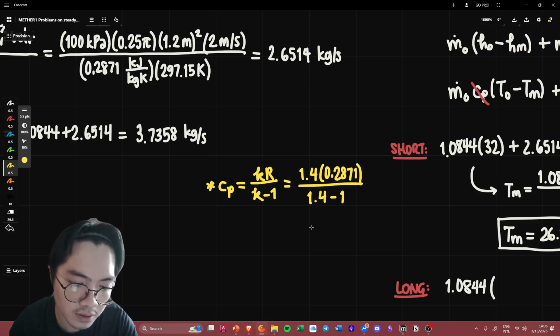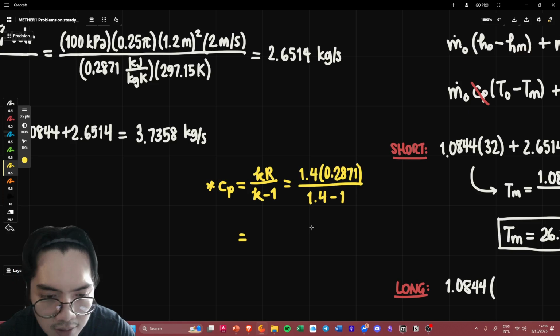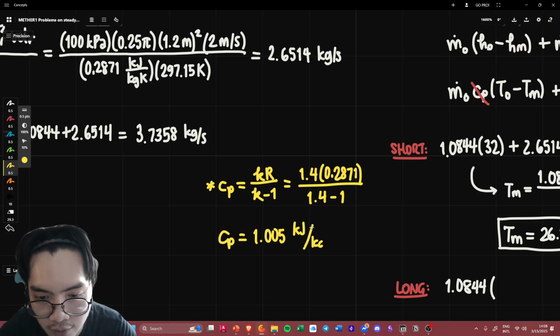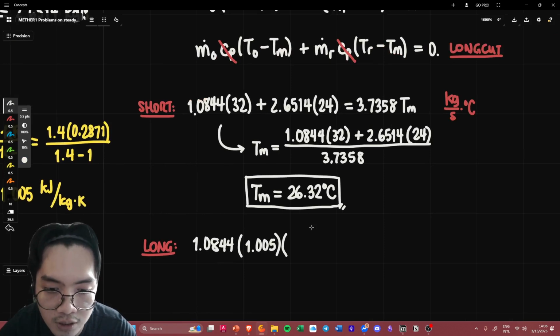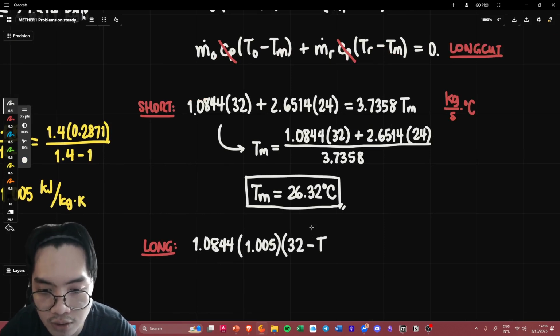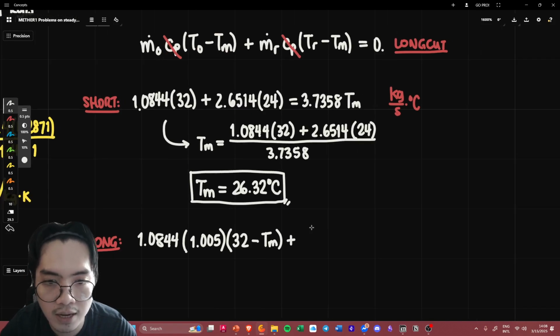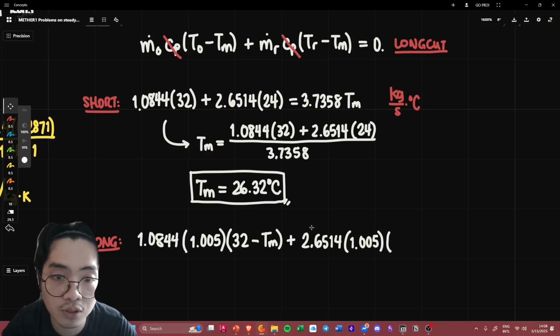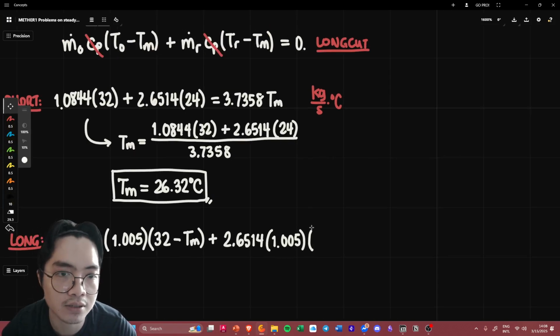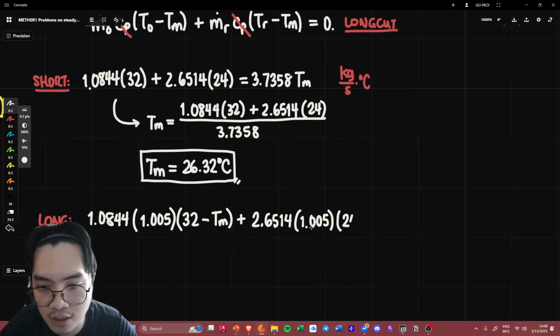You'll get 1.00485, or might as well just say 1.005 kilojoule per kilogram Kelvin. So 1.005 times your TO, which is 32, minus your TM, plus 2.6514 times, again, your 1.005 times your TR minus TM, 24 minus TM, is equal to 0.